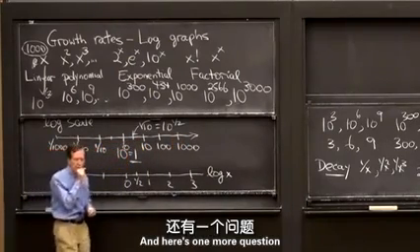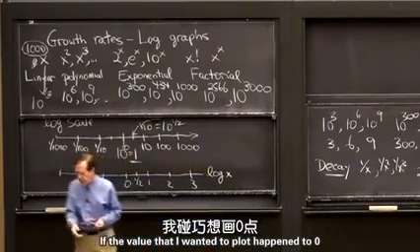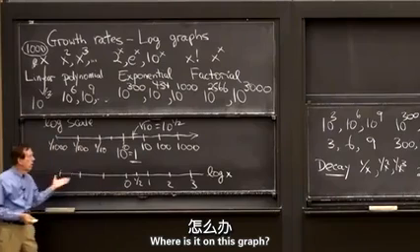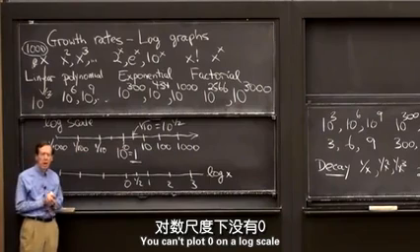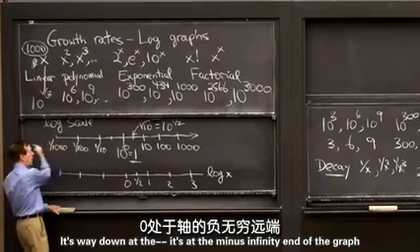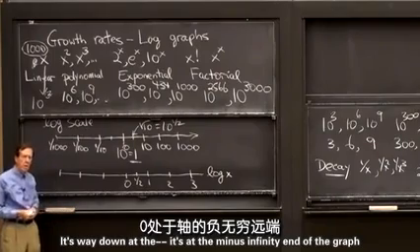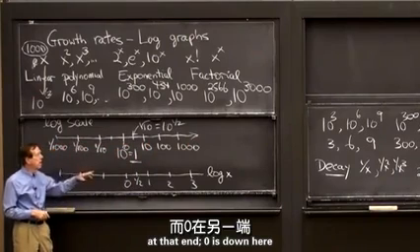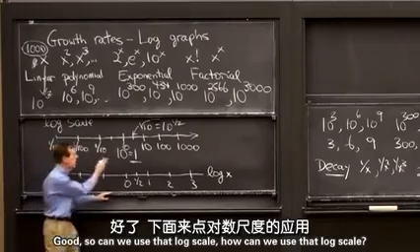Anyway, here's one more question. Where is 0? If my value that I wanted to plot happened to be 0, where is it on this graph? It's not there. You can't plot 0 on a log scale. It's way down at the minus infinity end of the graph. Infinity is up there at that end, and 0 is down here. Okay. Good.